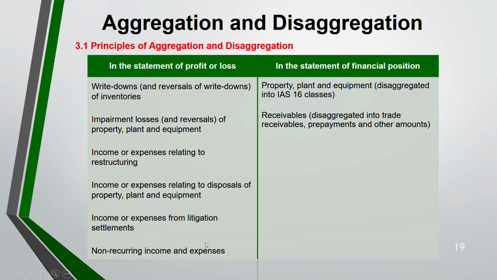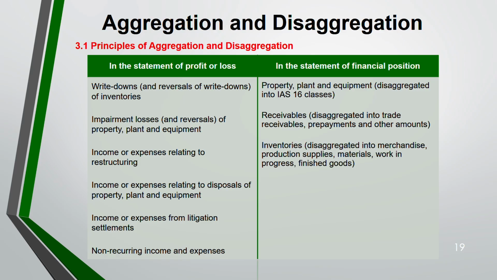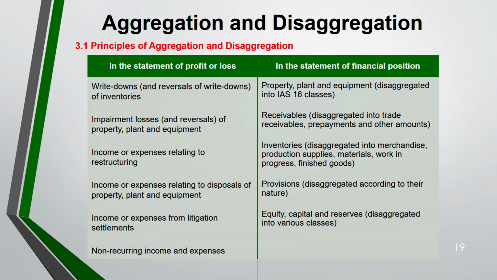Next, receivables. Receivables also come in the statement of financial position under current assets. So you have to disaggregate your trade receivables, prepayments and other amounts. For inventory, you have to disaggregate into finished goods, work in progress, raw material. Provisions, disaggregate according to nature. Equity, capital, reserves, disaggregate into various classes. Because you see, in equity we have preference shares, equity shares, share premium, general reserve, revaluation reserve. Okay.